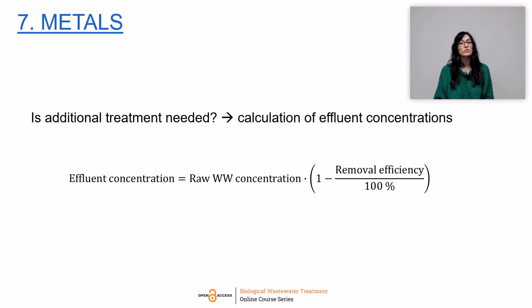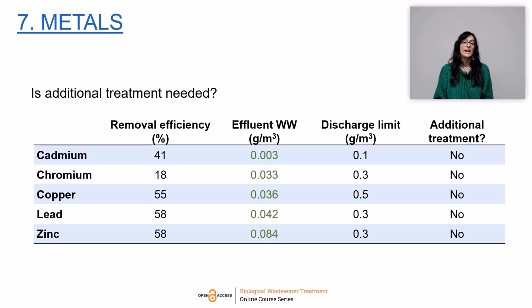For this purpose, the first thing that we need to do is to calculate the effluent concentrations. And we can do that by taking into account the removal efficiency for each metal, which is provided in the example. In this table, you can see a summary of the removal efficiency for each metal, and also what would be the associated effluent concentration after the calculations from the previous slide. And we can compare this value with the discharge limit.